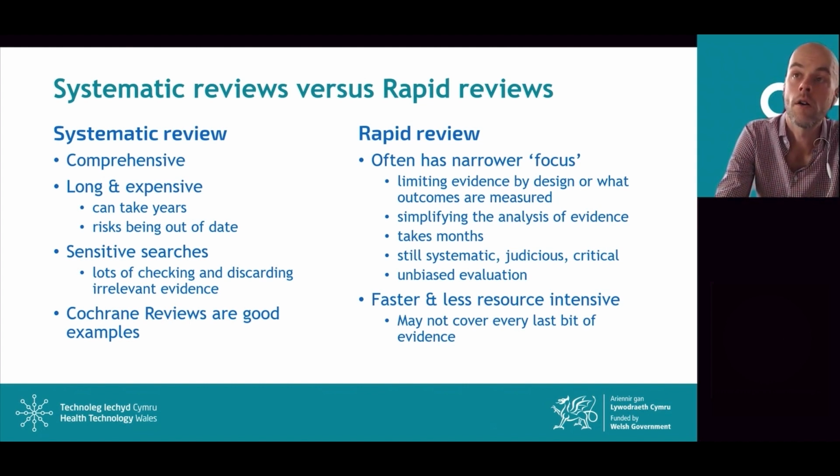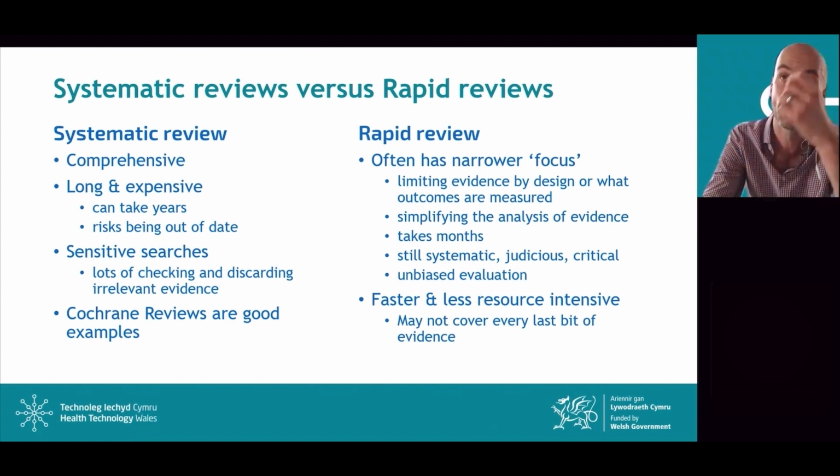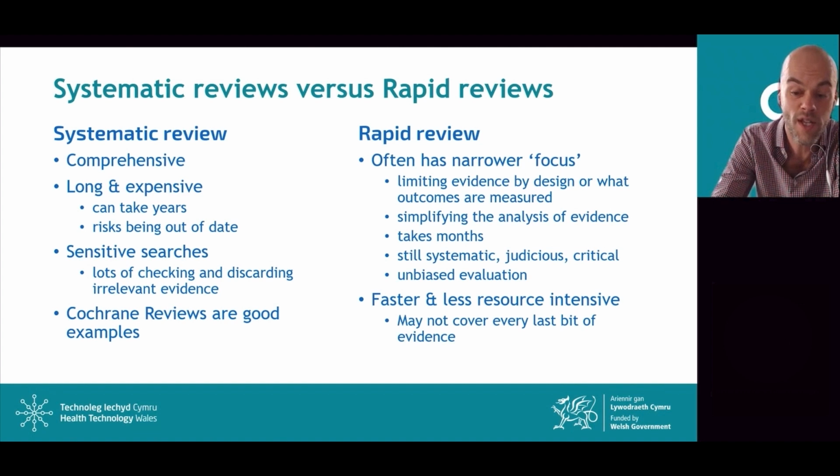Rapid reviews are faster and less resource intensive, and there are a number of ways of making sure you do that. The examples I've given here are around making sure that we're focused and relatively narrow in terms of the amount of material we try to cover within a review. So we might do that by limiting the type of evidence we look at, or only looking for evidence on a certain number of outcomes, or simplifying the type of analysis that we do. And hopefully by doing this, the process only takes months rather than years. We may not cover every last bit of evidence, but hopefully we find 95+%, and we're covering all the evidence that is most important to decision making. So again, there's a trade-off between being fast and being as rigorous as we can, and we use rapid review to try and get the best of both worlds.